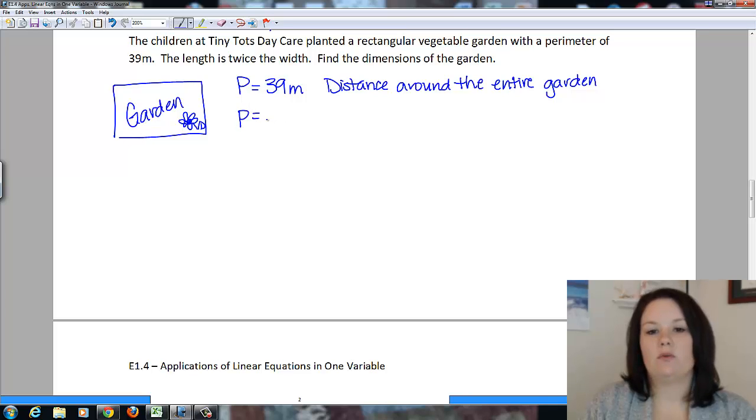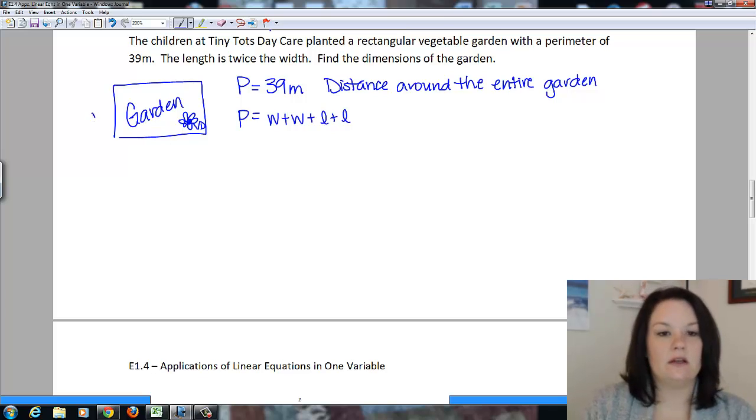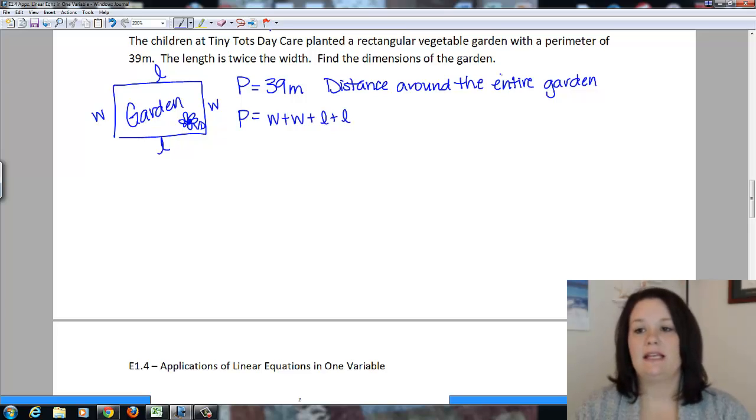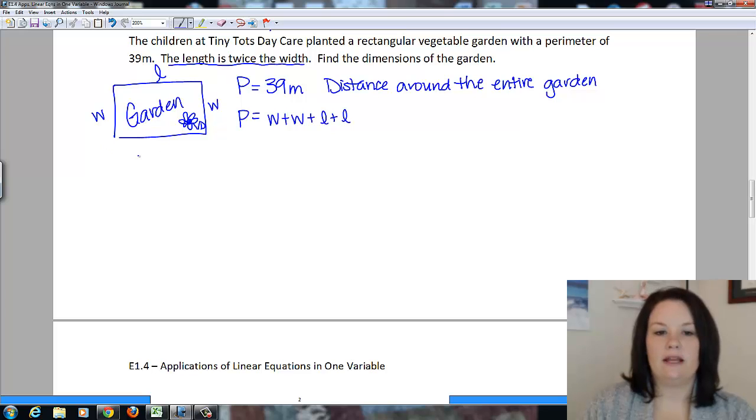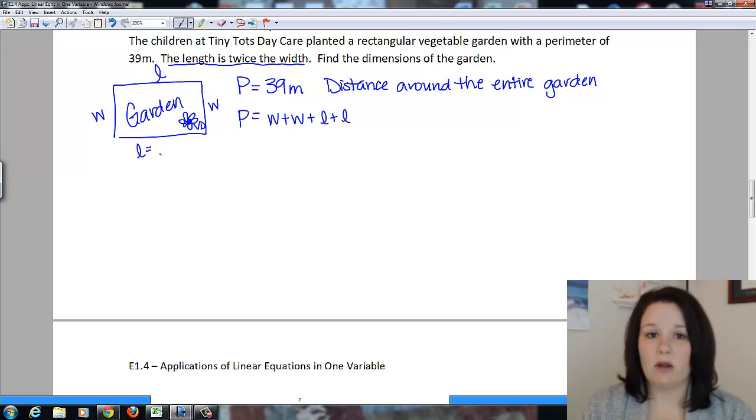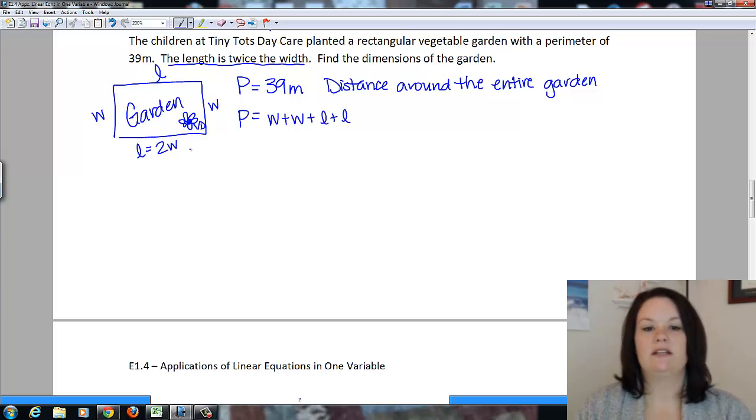So for perimeter, we do our width plus our width plus our length, plus our length. Because we have a width over here and a width over here, we have a length up here, and we have a length here. Now, the only thing that we're given is that the length is twice the width. So that means I can write the length in terms of the width. So instead of putting L, I could write L as twice the width. Now, if it's twice it, it's double it, or 2 times it.